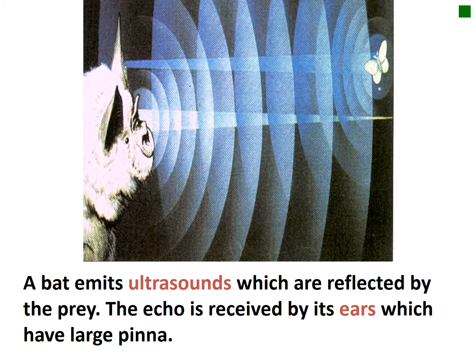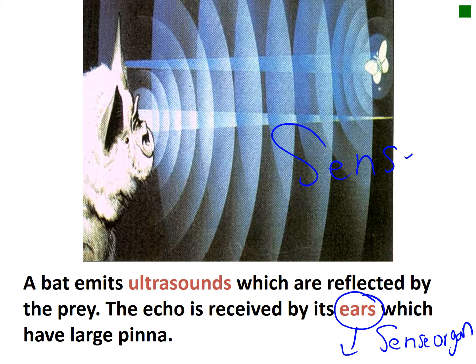The bat emits ultrasound, which is reflected by the prey. So first, the echo is received by the ears. The ears, they are the sense organ, while the sense is hearing.